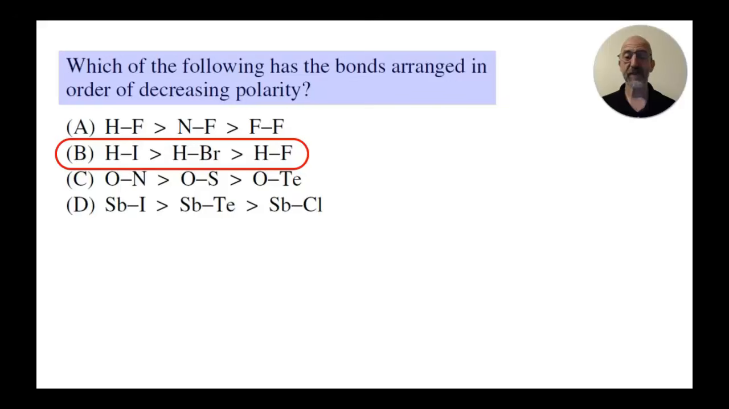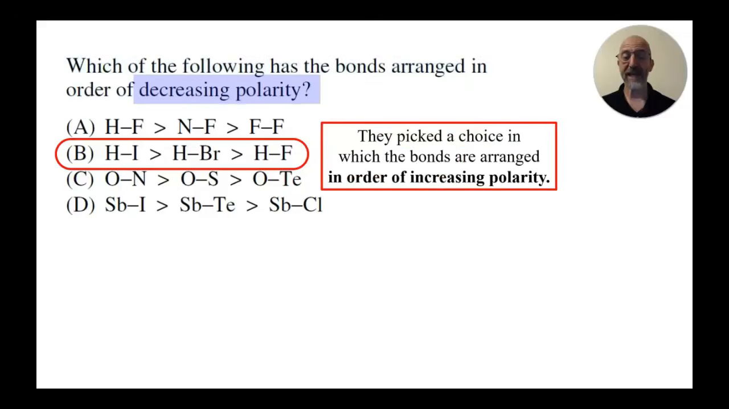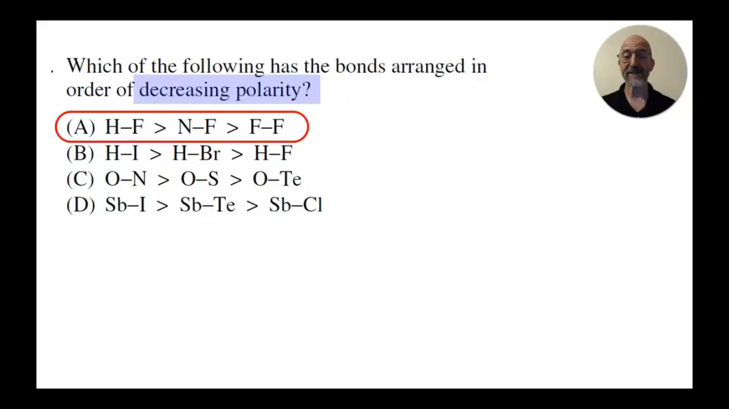Now, it is true that the fluorine is more electronegative than bromine, and bromine is more electronegative than iodine. So looking at choice B, there is definitely a ranking of the polarity of the bonds. But the mistake is that they didn't read the question carefully, and so HI is actually less polar than HBr, and HBr is less polar than HF, so they picked a choice in which the bonds are arranged in order of increasing polarity. But the question asked for decreasing polarity. So we have to start with the most polar bond first and the least polar bond last. So the correct answer was actually A.